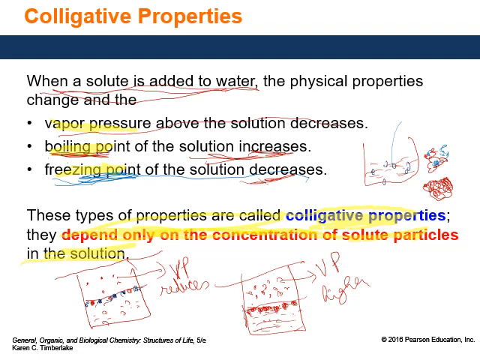So all these are examples of colligative properties. Vapor pressure decreases, boiling point increases, and freezing point also decreases if the solute is added. More solute means the larger would be the change in vapor pressure, boiling point, or freezing point. Okay.